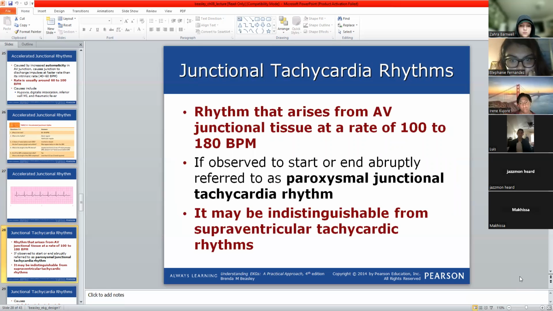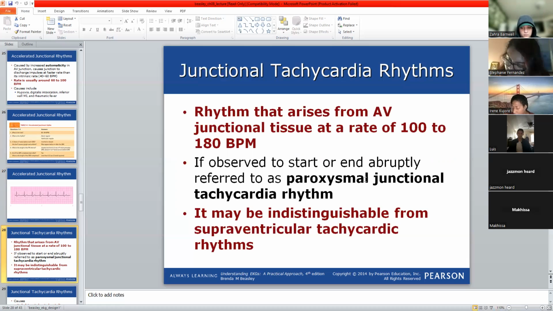Then, if the number, as we mentioned, exceeds 100, we will give the name junctional tachycardia. And this junctional tachycardia has a character. I need you to save this word. It is a common question in the exam. Paroxysmal. You see this word? Paroxysmal.